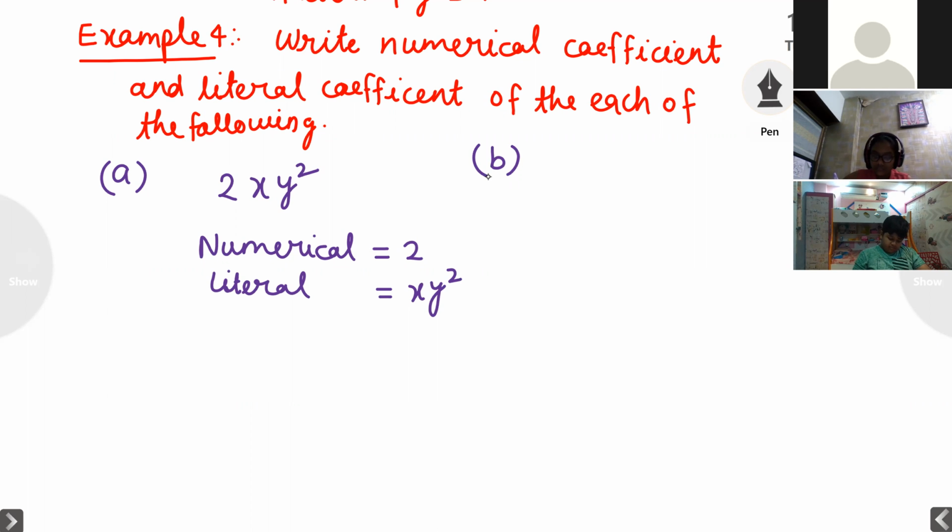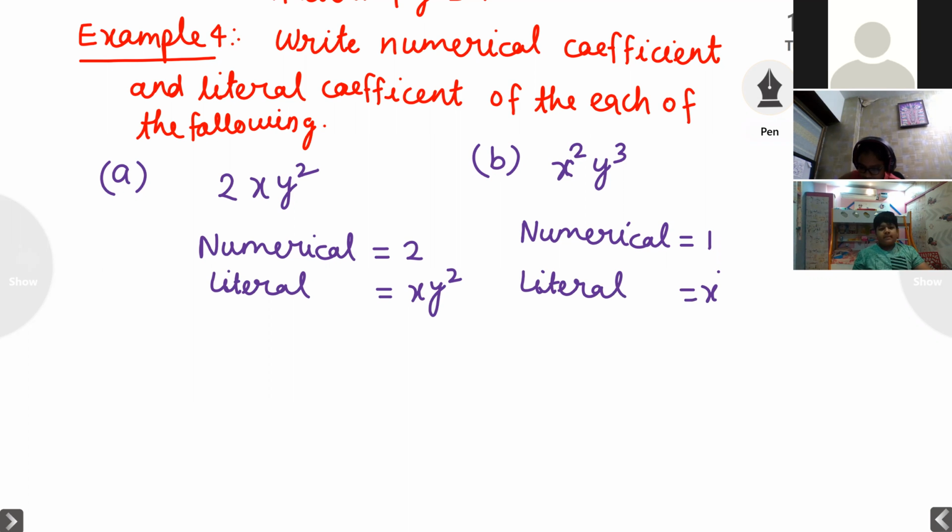B question, x square y cube. In this, is there a numerical? Is there a number? There is no number. We will assume 1. Numerical equals 1. If nothing is there, we'll assume 1. And literal equals x square y cube.